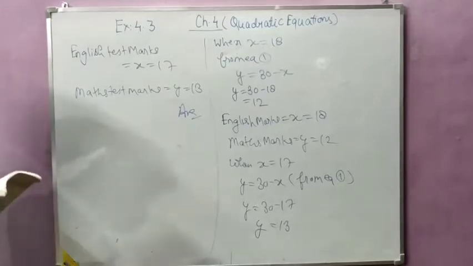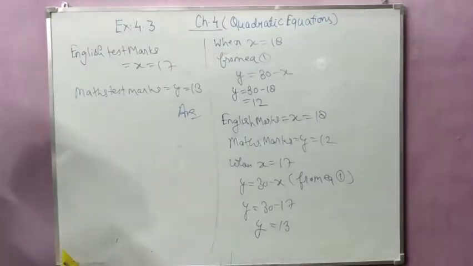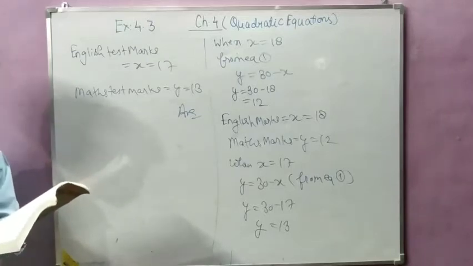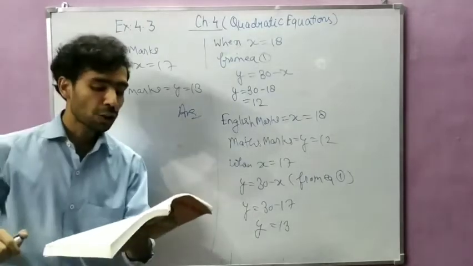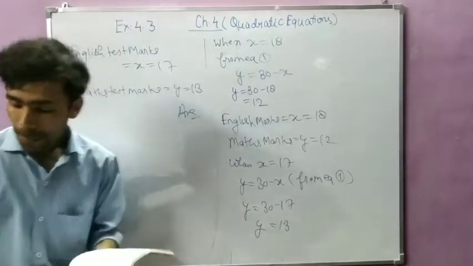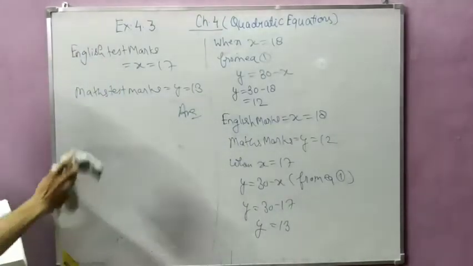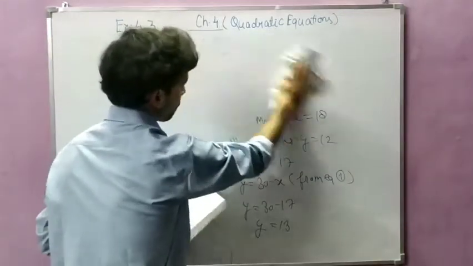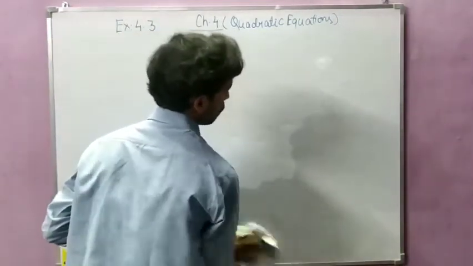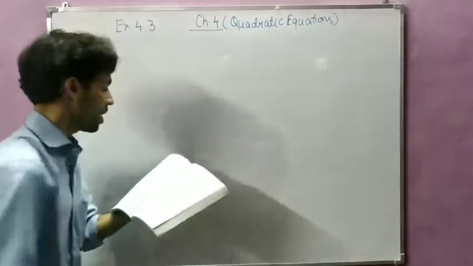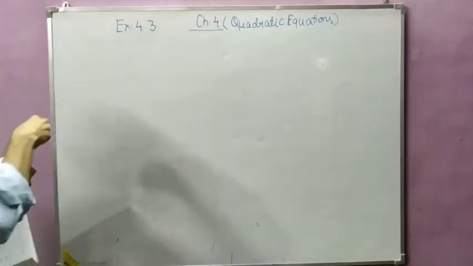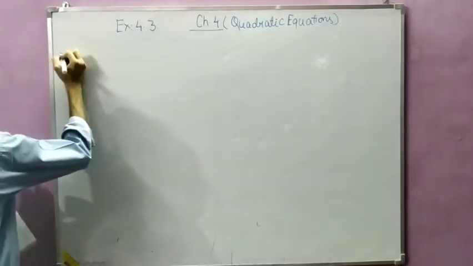Now students, question number 6 you can do by yourself, question number 7 you can do by yourself. Okay, very simple question. You know what is diagonal, you know what is rectangle, so by making the equation you can solve question number 6 and question number 7. I am solving question number 8.